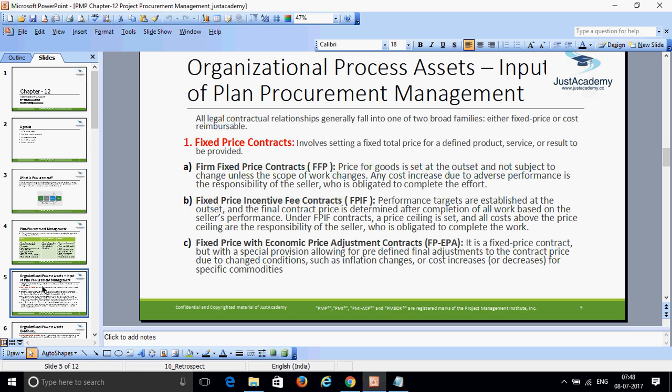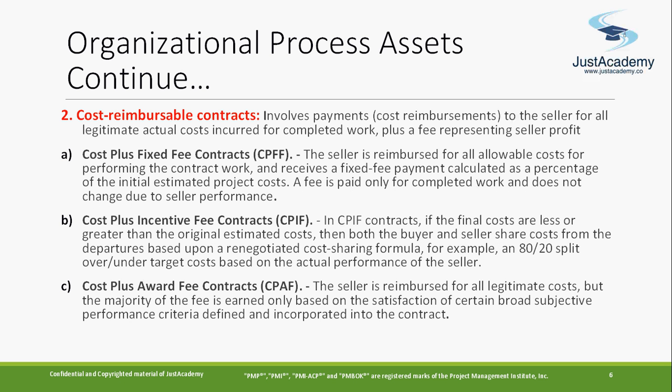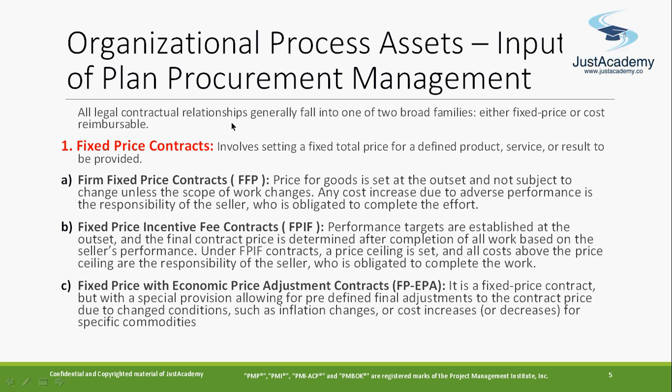Now the next one: as part of the organizational processes, what are the two different types of contracts that an organization has with different vendors. One is a fixed price contract, and another is cost reimbursement, or cost reimbursable. Now within a fixed price contract, we have 3 types.